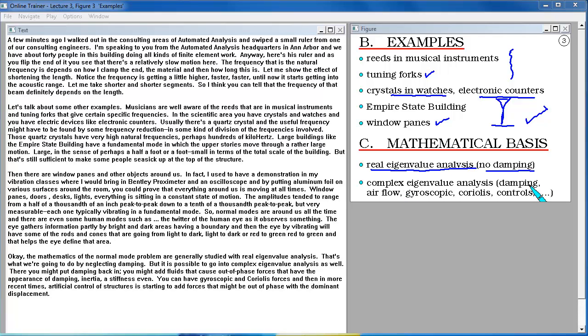You might add fluids that cause out-of-phase forces that have the appearance of damping, inertia, stiffness even. You can have gyroscopic and Coriolis forces, and then in more recent times artificial control of structures is starting to add forces that might be out of phase with the dominant displacement.